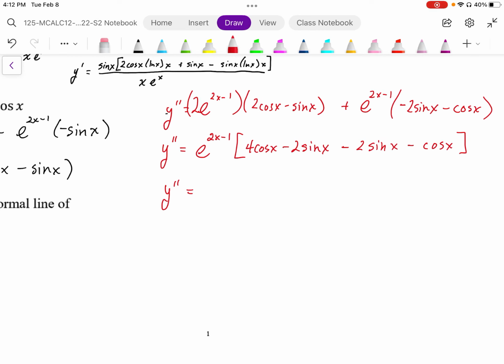So, just so that you know, this 2 ended up here and here. Okay, so that's if you're wondering where that 2 went. So I only factored the e to the 2x minus 1, and then I multiplied that 2 into those brackets. So then I end up with 2 e to the 2x minus 1. Combining the like terms, I get 3 cosine of x minus 4 sine of x. Okay, and that's about as far as I can simplify that.